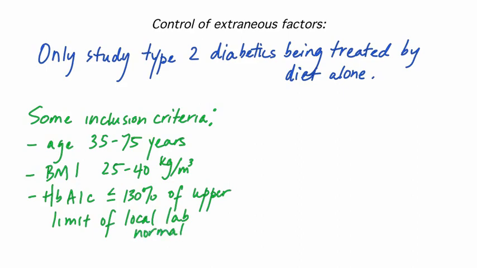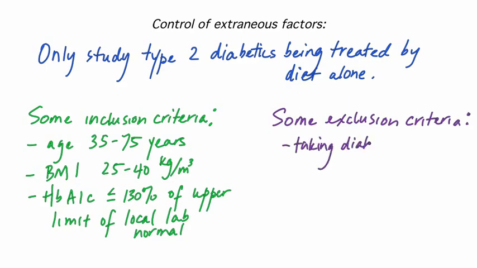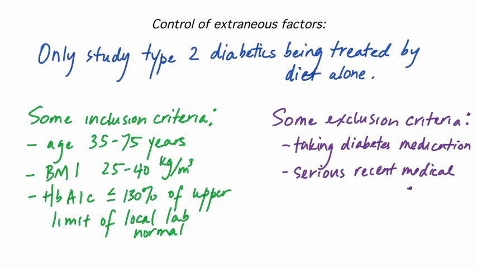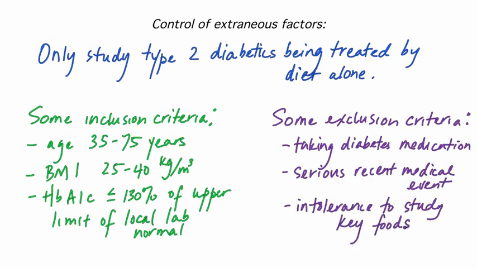Some of the exclusion criteria, or reasons that subjects would not be enrolled in the study, included if they were taking diabetes-related medication, if they'd had a serious recent medical event such as a heart attack or major surgery, if they had intolerance to any of the study key foods, so then they wouldn't be able to follow the diet, or if they were going on an extended holiday during the year of the study, which perhaps would make it difficult for them to stay on their diet treatment.